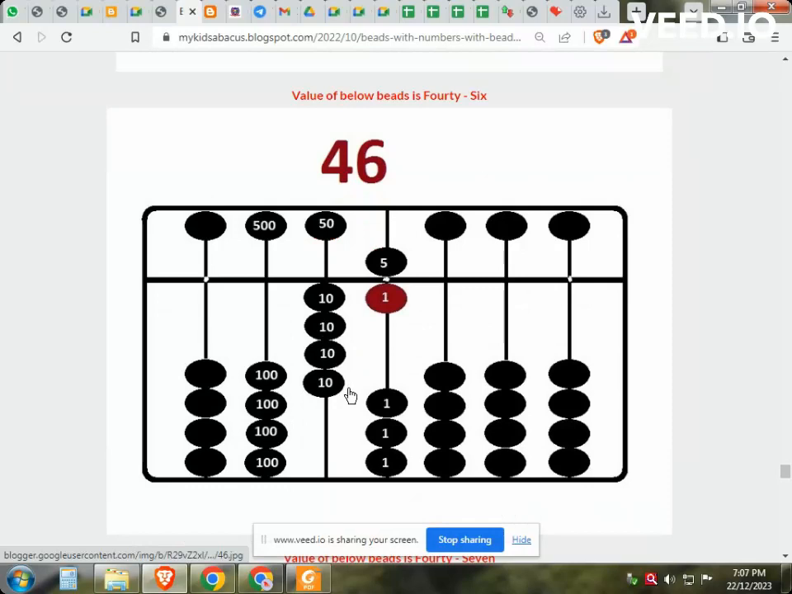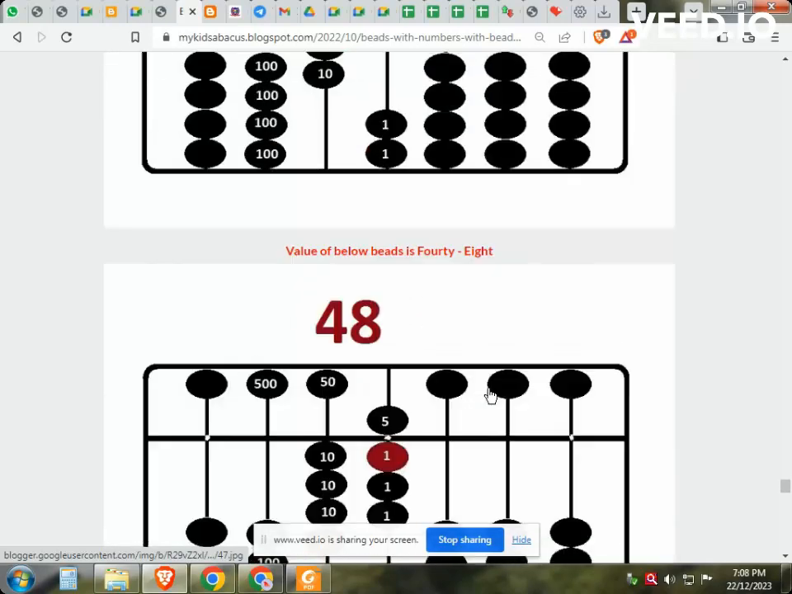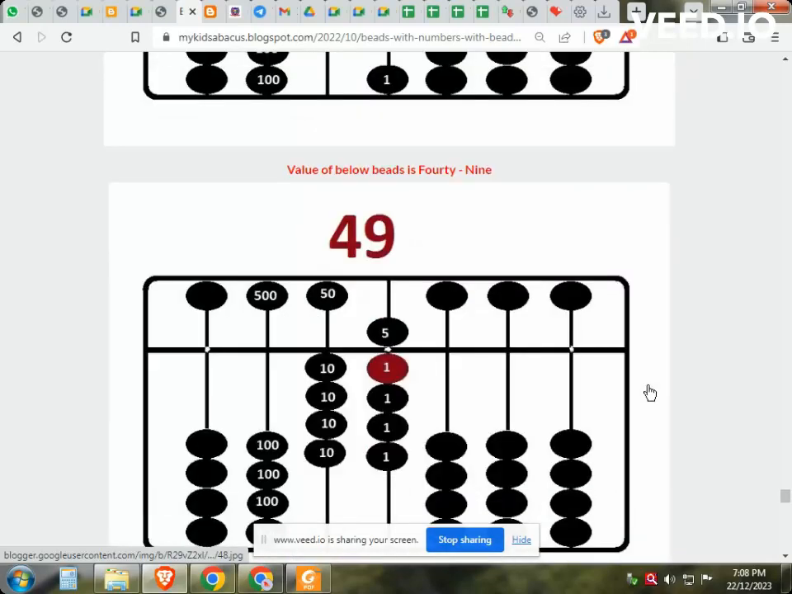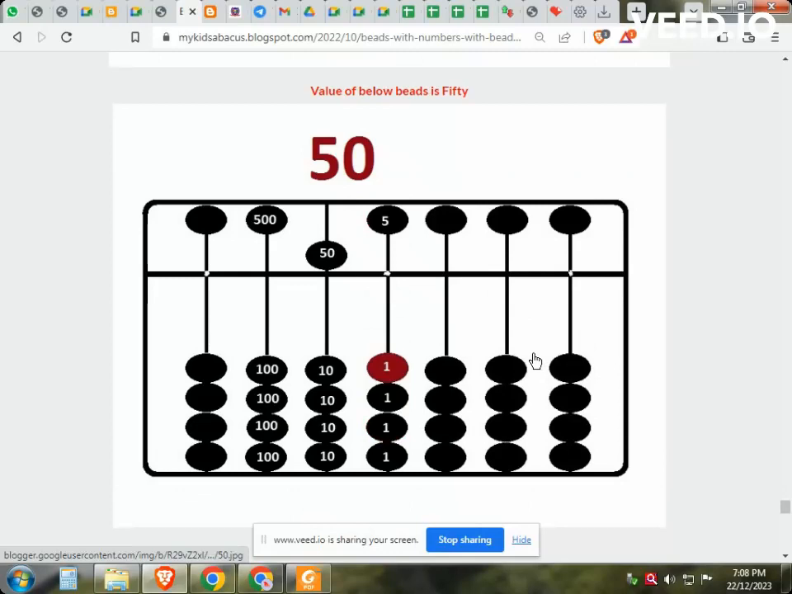In tens place we have to add 4 beads together and in units place we have to add 1 upper bead and 1 lower bead. Together, this is 40 plus 6, 46. This is 47. This is 48. This is 49. 5 plus 4, 9, 10, 10, 10, 40, 40 plus 9, 49. This is 50. We added 50 like this.